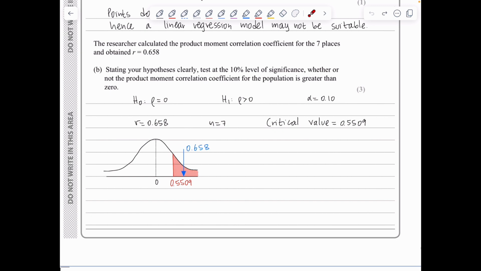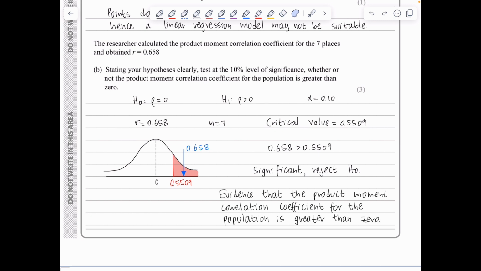The 0.658 we've seen is actually greater than the 0.5509, so all I need to do is say 0.658 is greater than 0.5509. And therefore we say significant, reject H0, and we've got to interpret this in context. We've got evidence that the PMCC for the population is greater than 0.